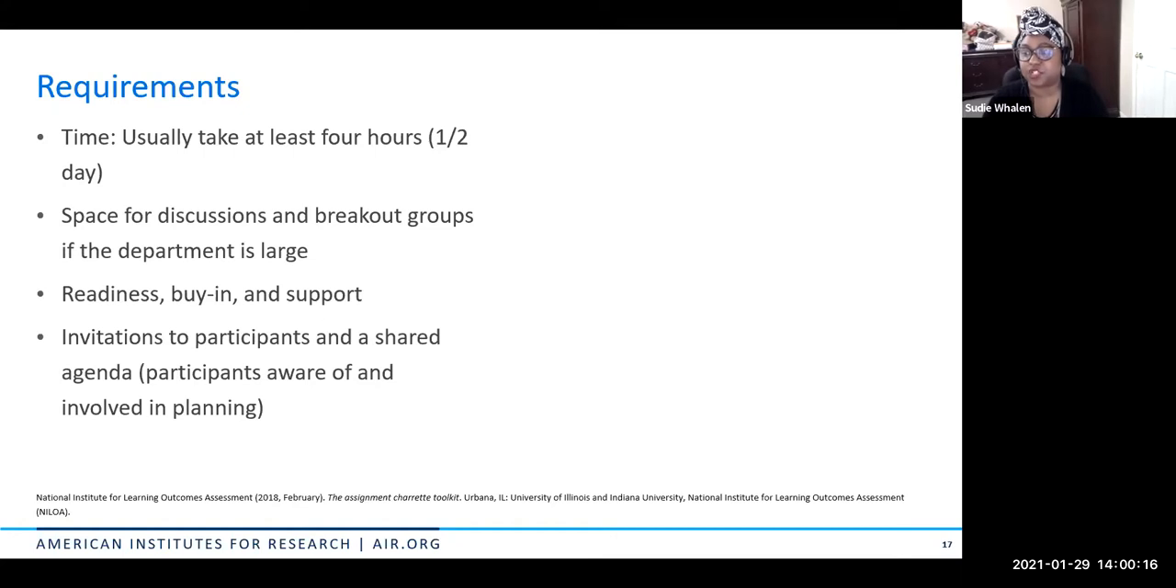Make sure you have support from administration to do this. You don't want to ask them to all show up to the meeting to do this half-day lesson charrette, but no one's getting paid.